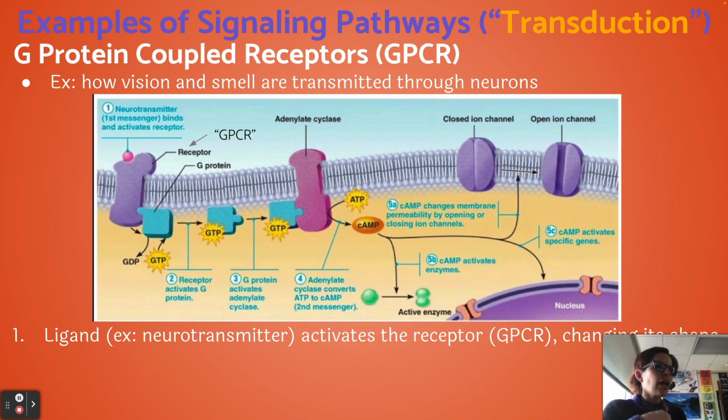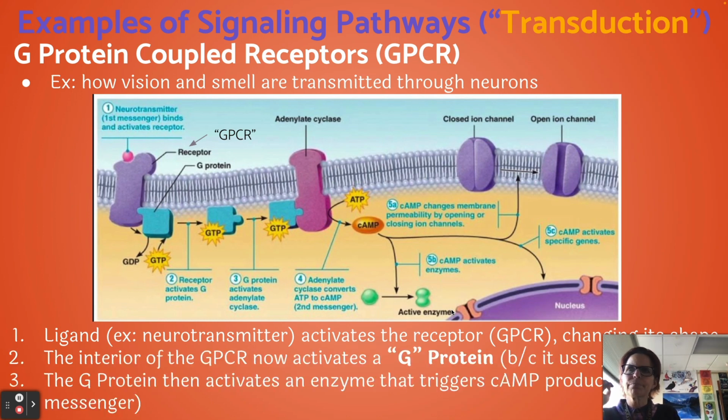Do I care a whole lot about it? No, you just need to understand that what we're doing is we're taking a message from outside the cell, and things are happening on the inside of the cell that are moving that message from the outside of the cell to the inside of the cell, where the cell can eventually respond. And that's what's happening in 5A, B, and C. It's telling you kind of the things that are responding, how the cell is responding to that.